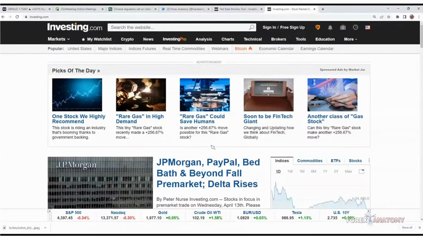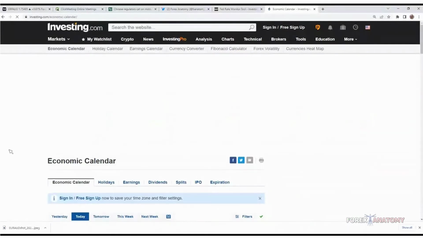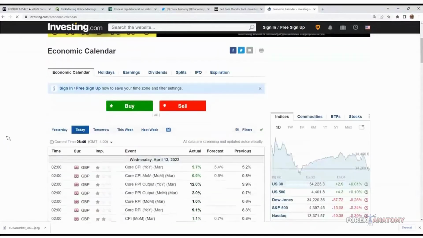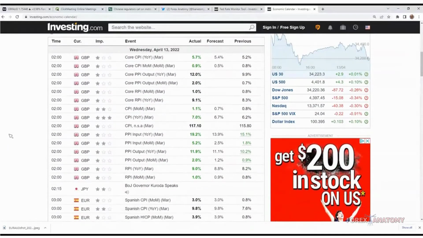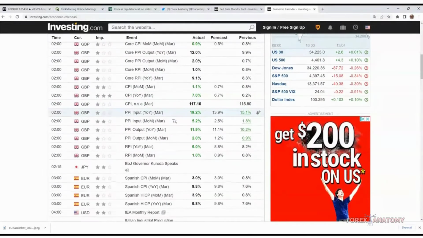Their revenue wasn't as solid as what they had previously projected. We may talk about that in a little bit, but let's go to the economic calendar right here and scroll down to see what's going on. As you can see, we had a slew of inflation data, PPI data, coming out.